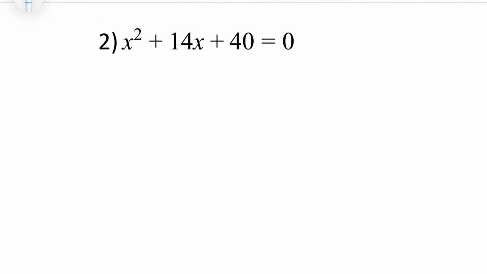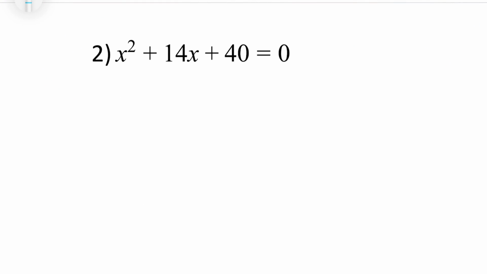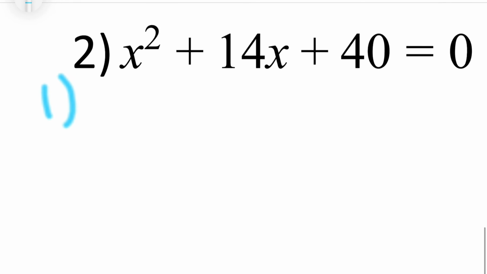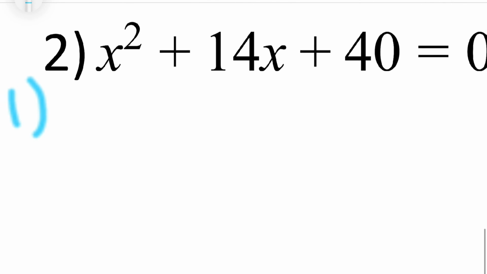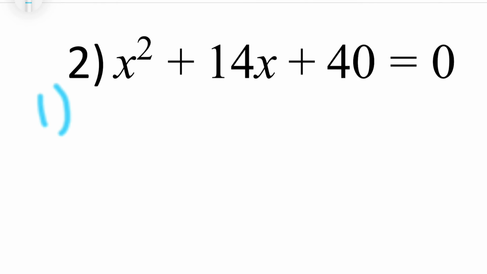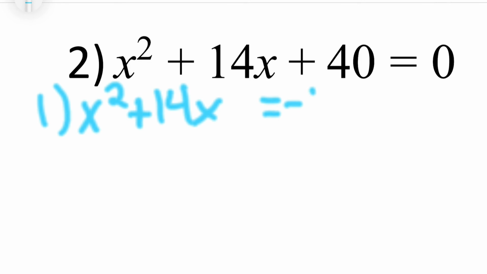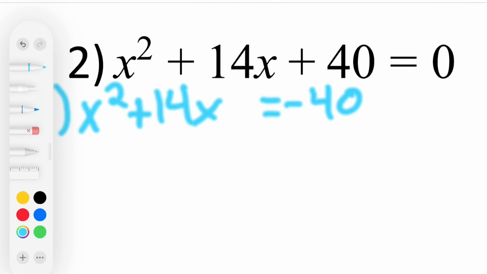Alright, so let's do number 2. Number 2, we need to move stuff around. So step 1, we gotta have all of our variables on the left and all of our constants on the right. So we have x squared plus 14x. And we're gonna move that 40 to the other side by subtraction. So there is our step 1.